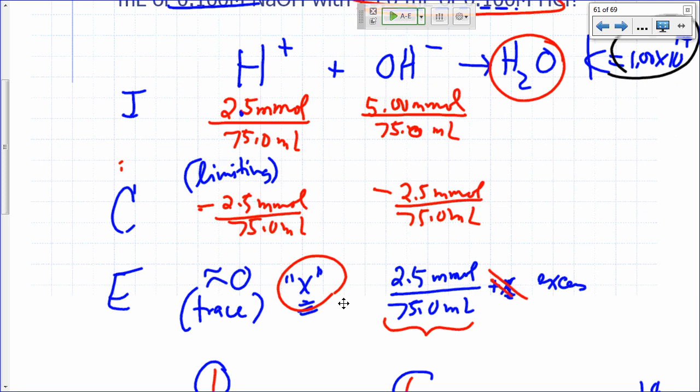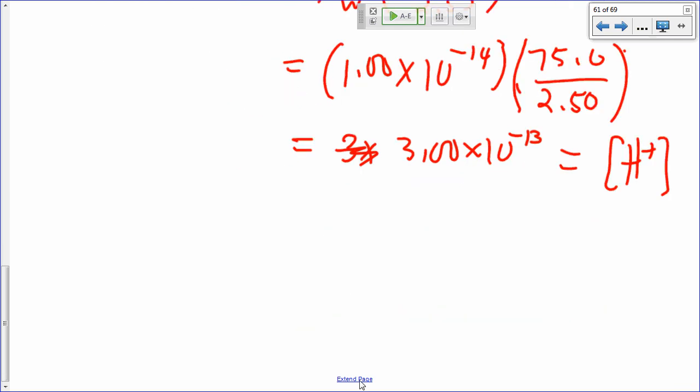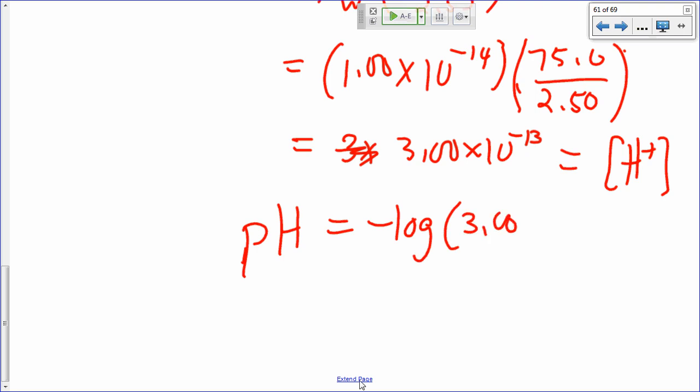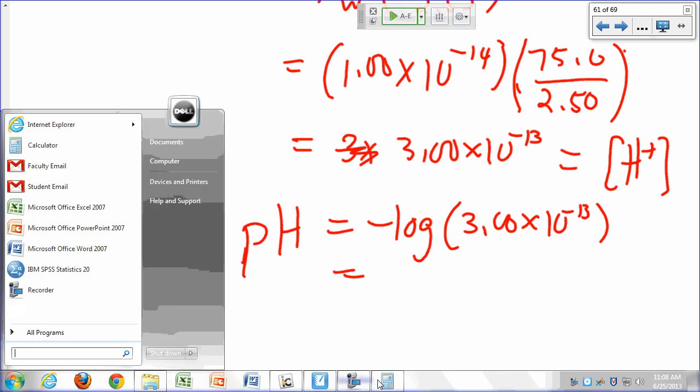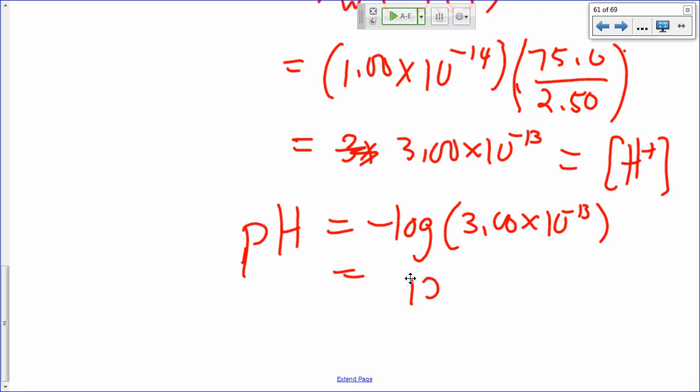Okay, what would be your pH at this point? Negative log of 3.00 times 10 to the negative 13. That would be, take the log of that and then take the negative. It's going to be 12.5. Three decimal places, so 12.522. That's your pH. So, does this make sense?